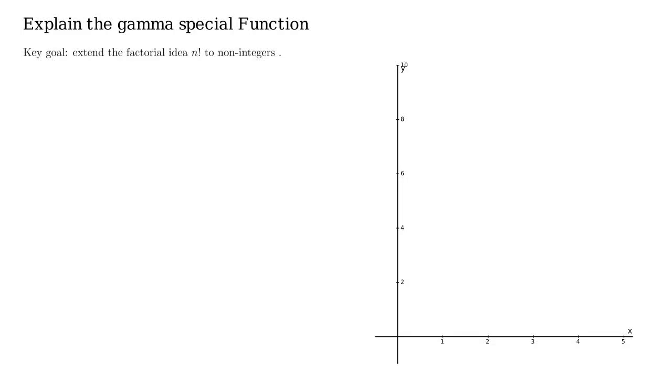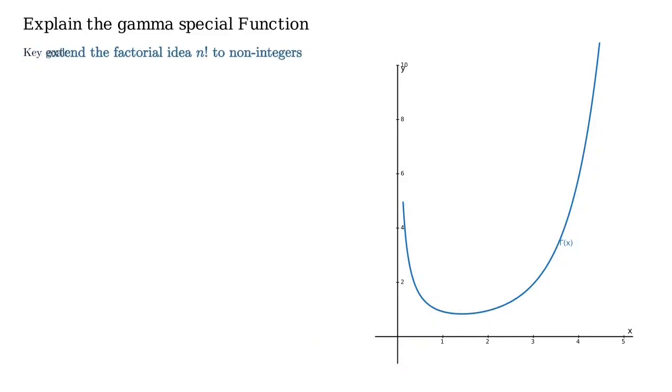A great way to stay oriented is to ask, what problem is gamma solving? It's giving us a clean, consistent way to talk about factorial-like values even when the input is not a whole number. This is the main purpose of gamma.